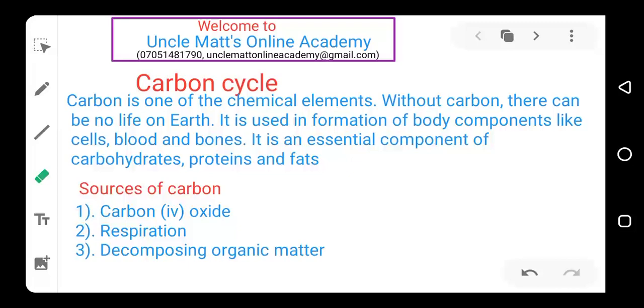Carbon is one of the most important chemical elements that we have. Every living thing is made up of carbon, and most of the components in our body, our food, the bone, our blood, cells, and other components of our body, they are made up of carbon. So carbon is very essential in the ecosystem for the survival of every living thing. In fact, no living thing can survive without carbon.